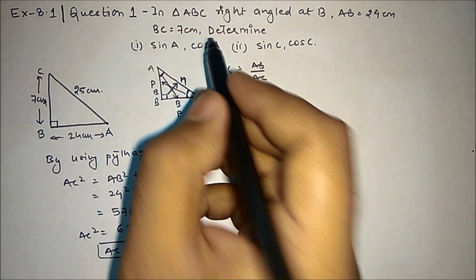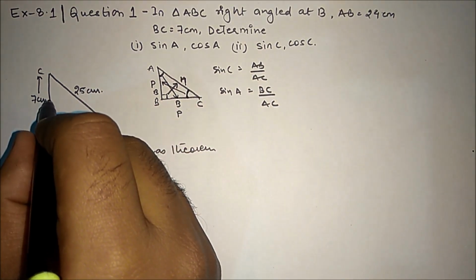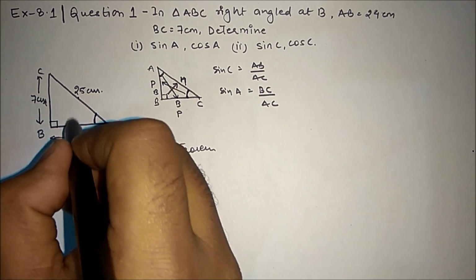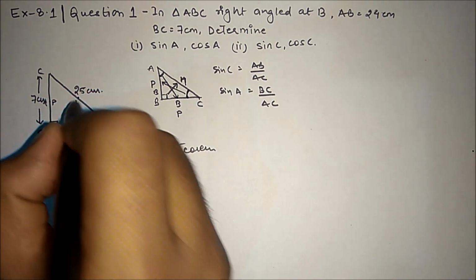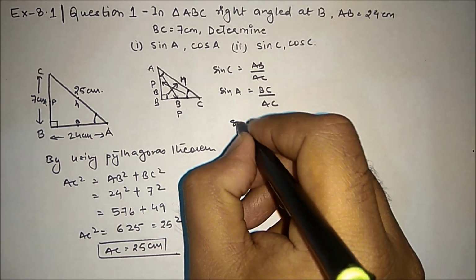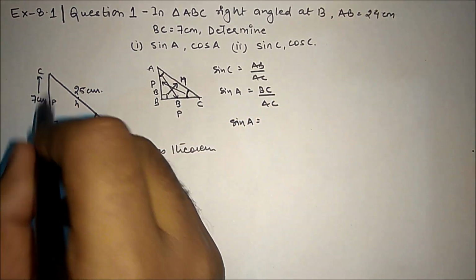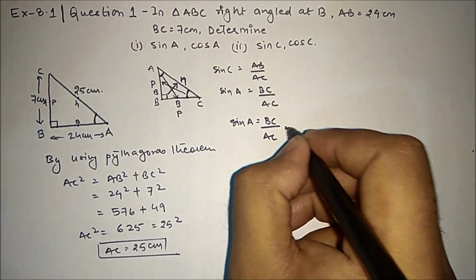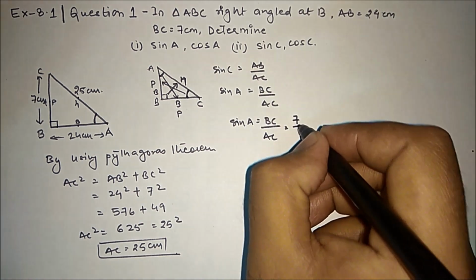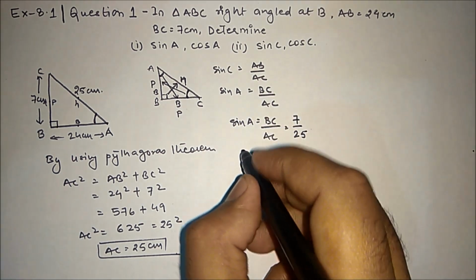So we need to find sine A and cos A. So when A is the angle, okay, this side will be perpendicular, this will be base and this will be hypotenuse. Then sine A, sine is perpendicular upon hypotenuse. So perpendicular is BC upon hypotenuse AC. So BC is 7 and hypotenuse is 25. So sine A will be 7/25.